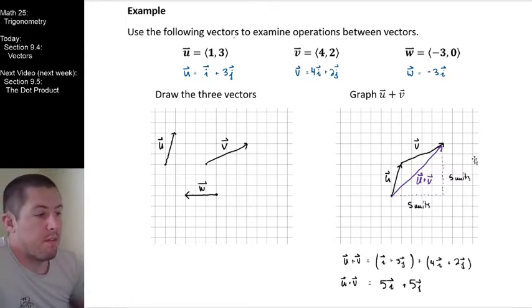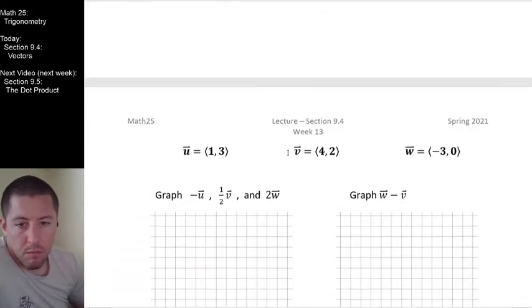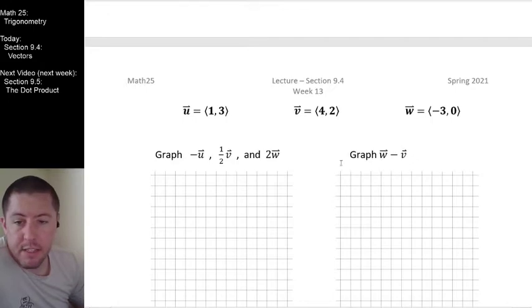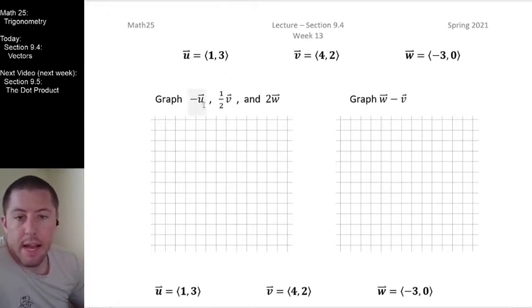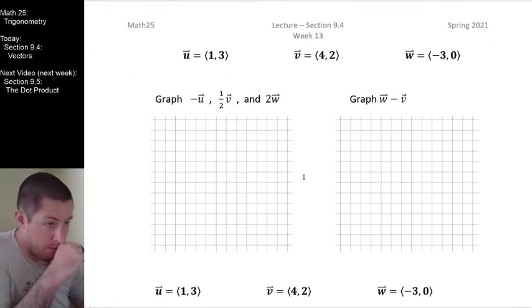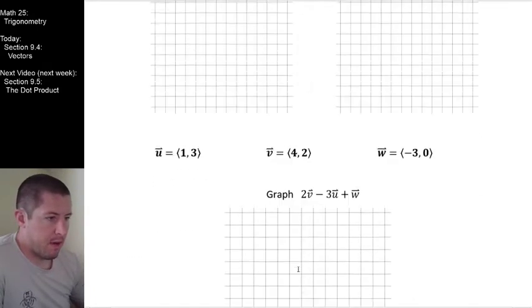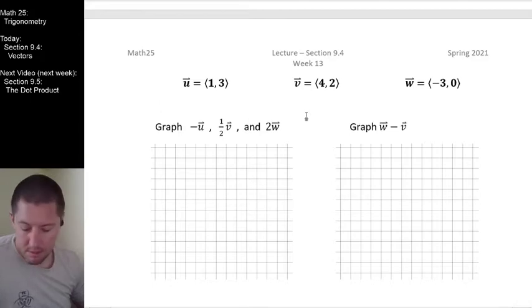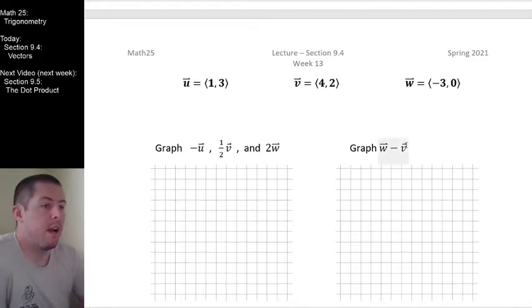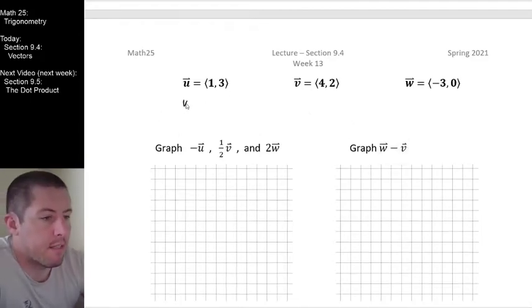So let's look at some more of these mathematical operations in graphical form. Same exact 3 vectors, I just copied them again. Let's look at our scalar multiples over here. I think I've got some room. Yes, let me give myself a smidge more room right here. Again, I like to think about these as being in their component form, so I'm going to rewrite these again like that.